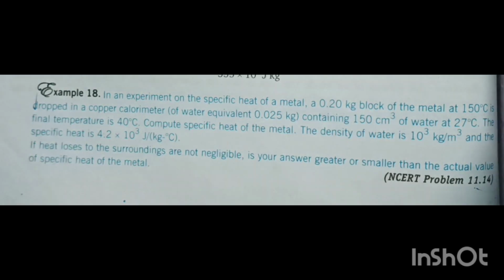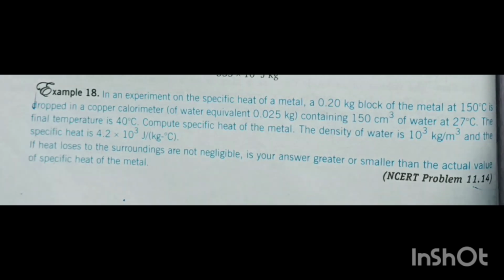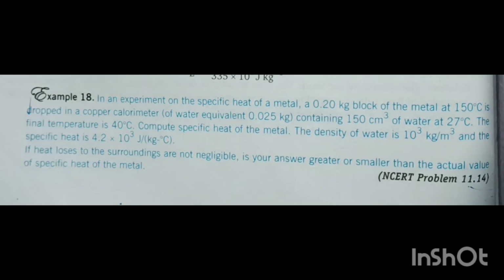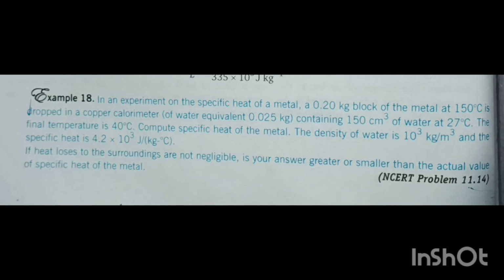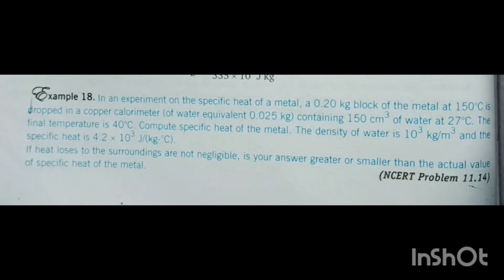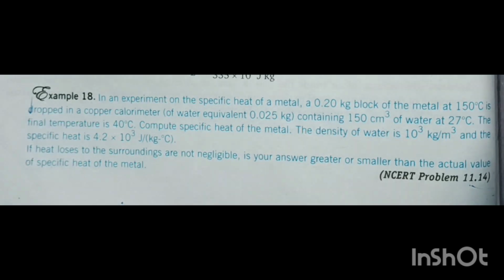In an experiment on the specific heat of a metal, a 0.2 kilogram block of metal at 150 degrees Celsius is dropped in a copper calorimeter of water equivalent 0.025 kilogram containing 150 centimeter cube of water at 27 degrees Celsius. The final temperature is 40 degrees Celsius. Compute the specific heat of metal. Density of water is 10 cube kilogram per meter cube, and specific heat is 4.2 into 10 power 3 joule per kilogram per degree centigrade. If heat losses due to the surroundings are not negligible, what is your answer? Greater or smaller than the actual value of the specific heat of the metal.